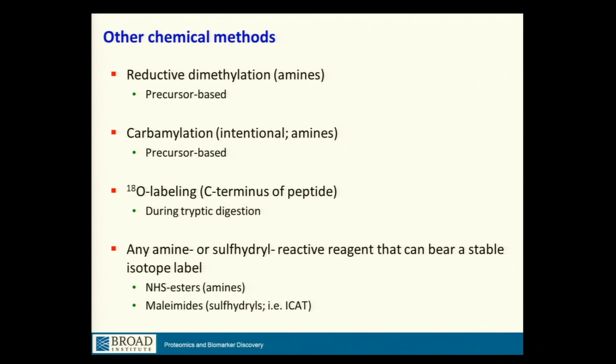Okay, so there are other ways that you can label things chemically. There's a technique called reductive dimethylation. We talked a lot before about not wanting to carbamylate things unless you do, because you can get stable isotope versions of urea and intentionally carbamylate everything and use that as a sort of poor man's stable isotope label. You can do O18 labeling, in fact using trypsin to introduce a heavy O18 atom on the C-terminus of peptides, and or any kind of amine or sulfhydryl reactive reagent that you want where you could make stable isotope versions of it to do a kind of chemical version of SILAC quantitation.